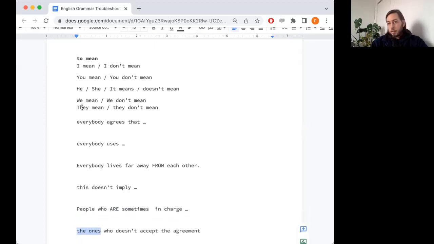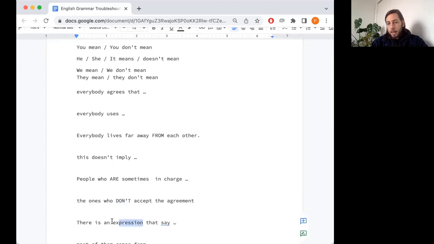Next, the ones corresponds with the subject they. So the ones in the negative, they will go with don't. The ones who don't accept the agreement. Okay, so repeat after me to see how the don't and the accept come together. The ones who don't accept the agreement.